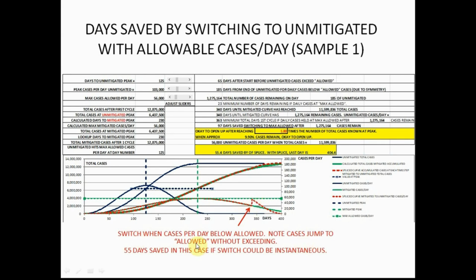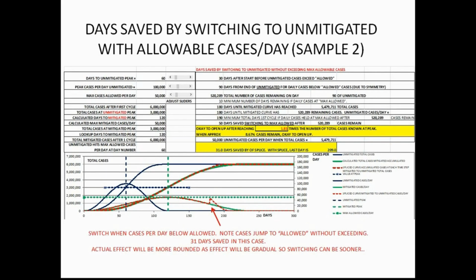In this case, you can see that this dashed green line is the allowed value that we set up here, and we can save 55 days. Now in a different case, these are just made up numbers. If I put in 60 days to the unmitigated peak, 100,000 peak cases per day unmitigated, and max allowed 50,000, I get all these numbers. The curves move around, but you see they still hit the same total.